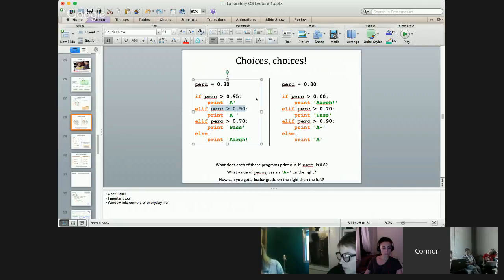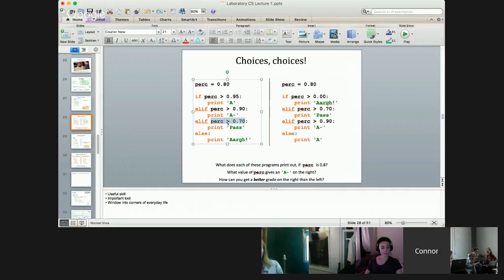So is perk greater than 90? No, it isn't. So now we jump down to here. Perk greater than 70. Finally. Yes, it is. Awesome. So what happens next? Since perk is greater than 70, then it's going to print pass. Awesome. Does that mean for everything else, though, it would print arg?